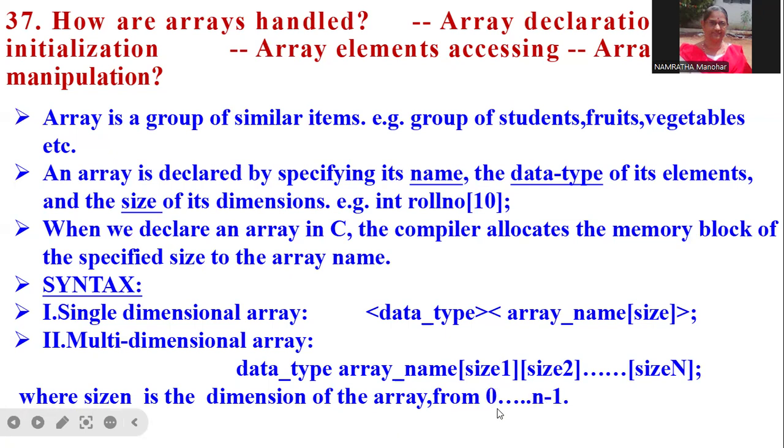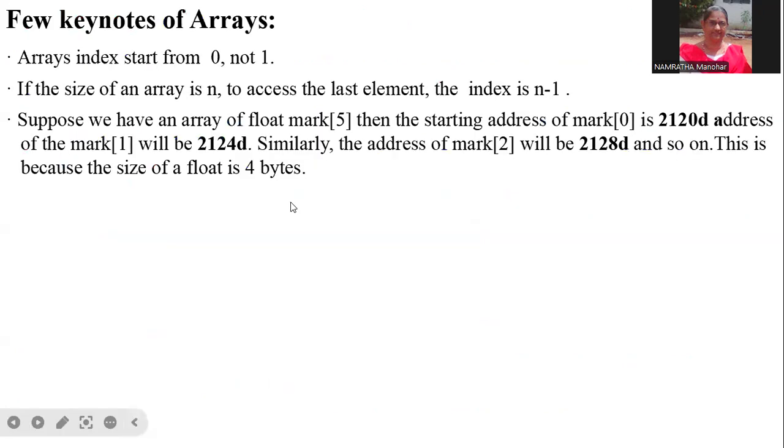For an array, the counter or the index starts by default from 0. That is, the last element's index is n minus 1. Now, some key notes of arrays. Array index starts from 0 and not 1. So the index of the final element will be n minus 1.